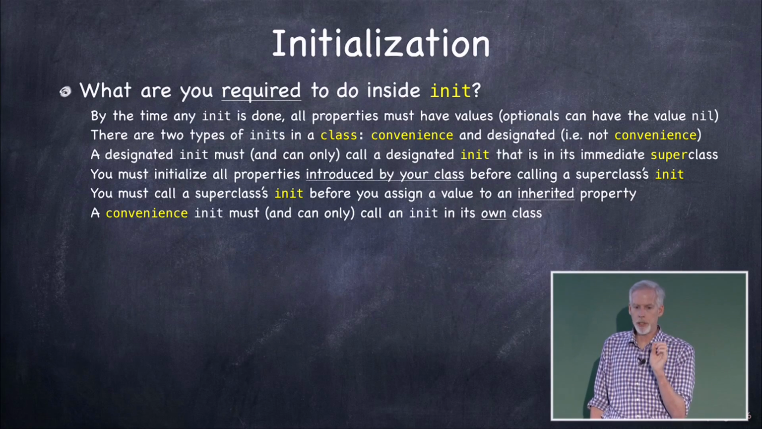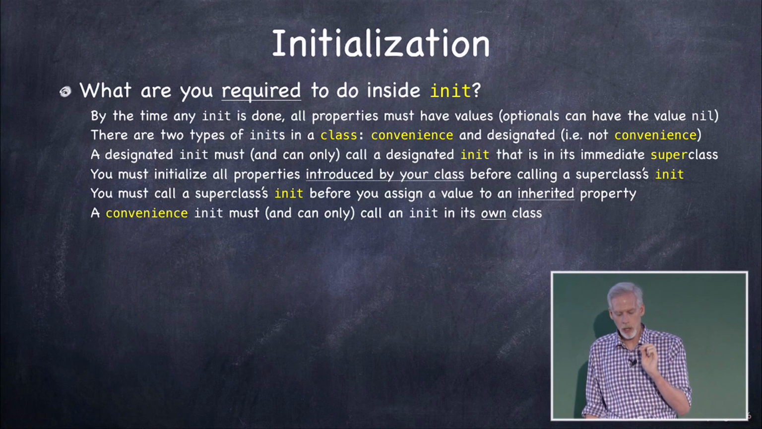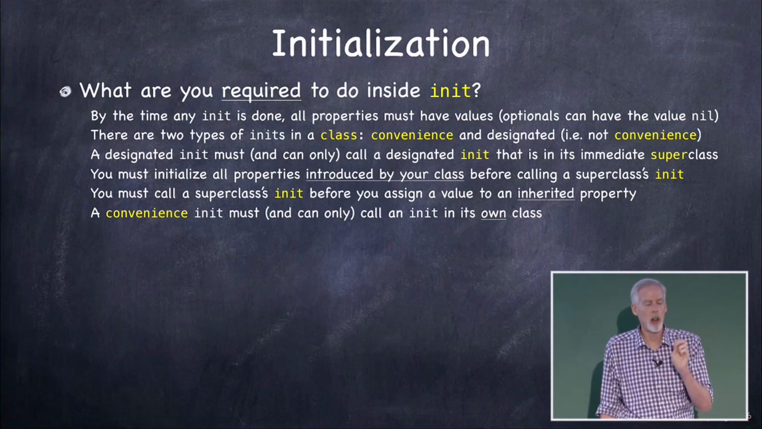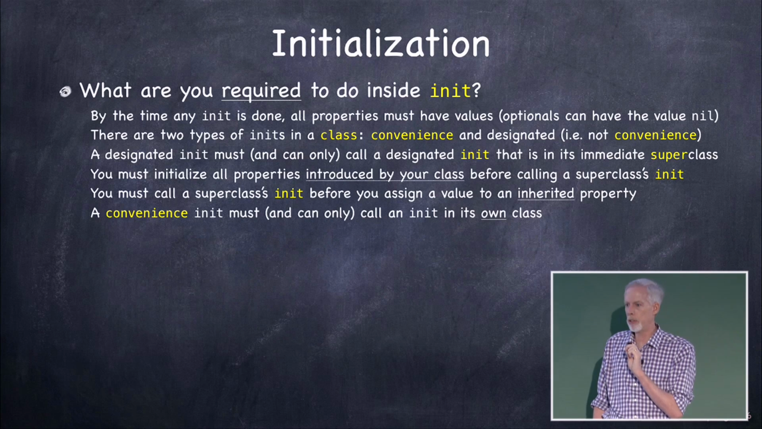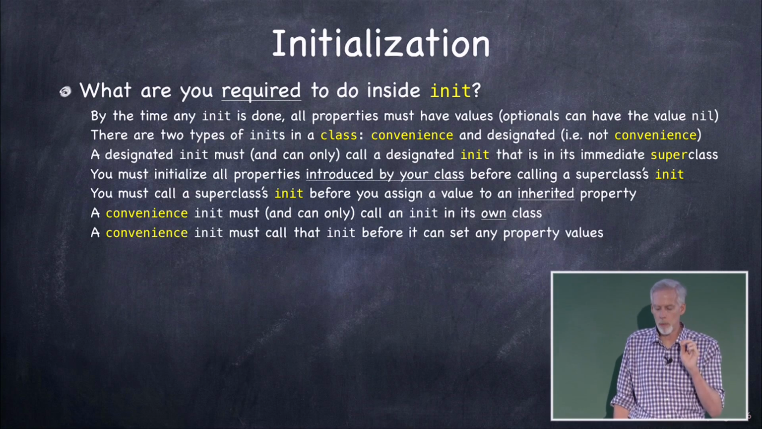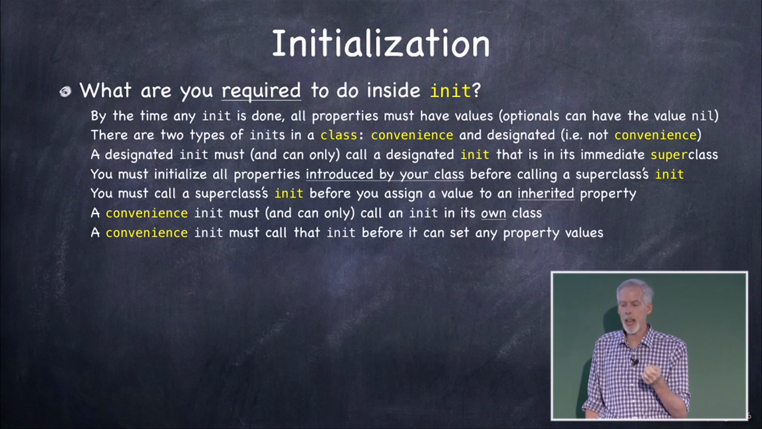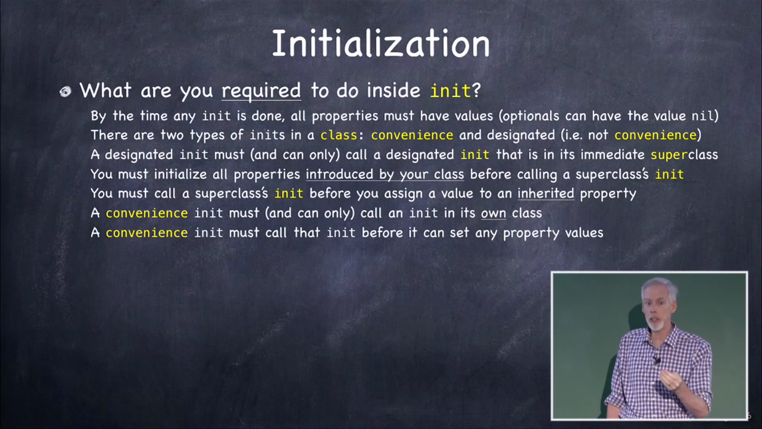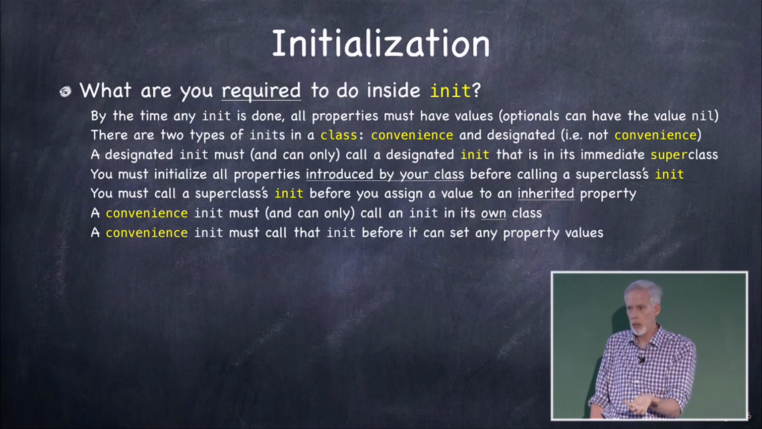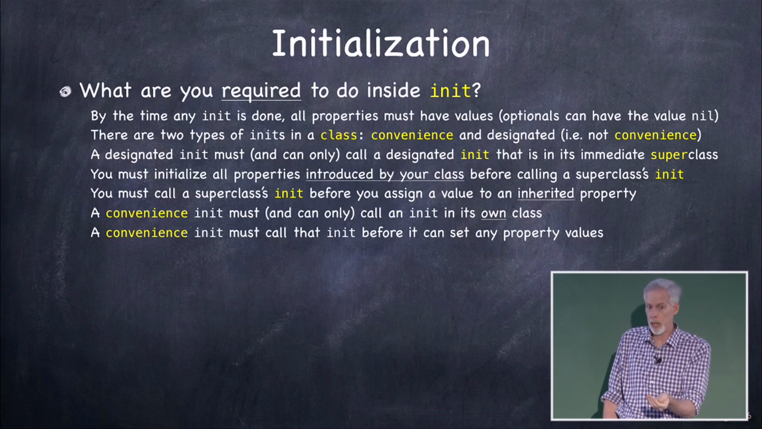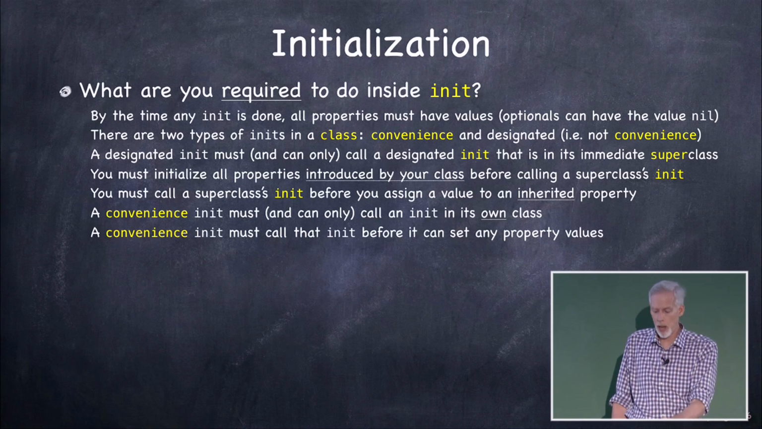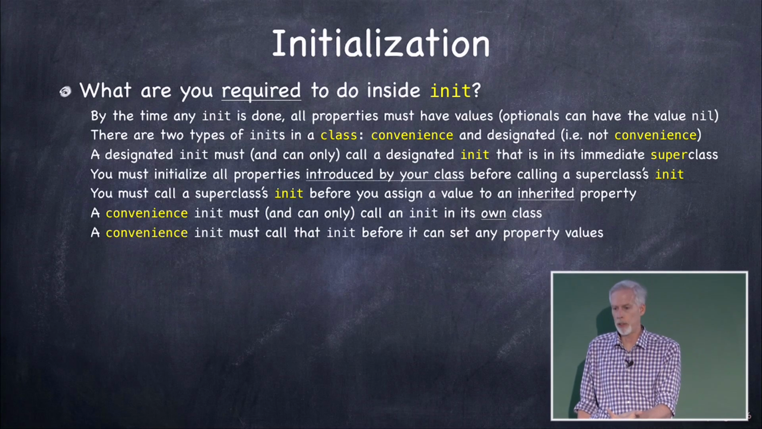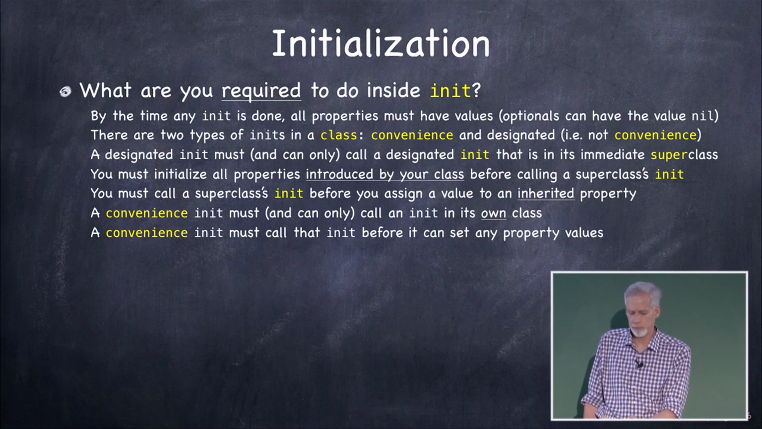A convenience initializer must and can only call an init, either convenience or designated, in its own class. It cannot call super. A convenience initializer cannot call a super initializer. It must call that init before it can set any property values, its own or its superclass's. In other words, it must let a designated initializer initialize your own properties first, and that is going to call super, and it's going to initialize its. So by the time a convenience initializer gets back from the init, all the property values will be set, and it can reset them to something else. It's just a convenience.